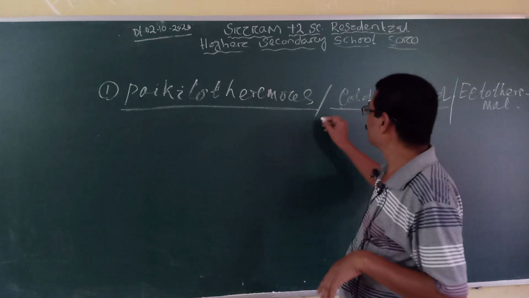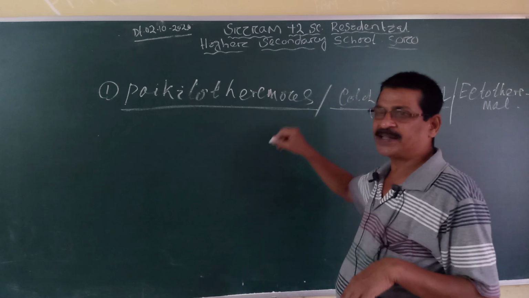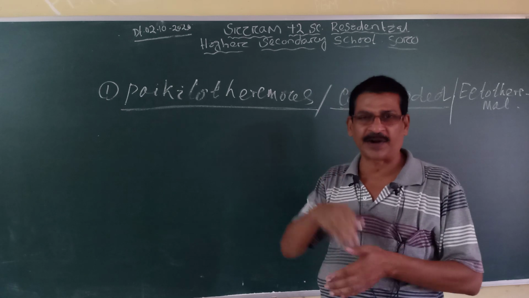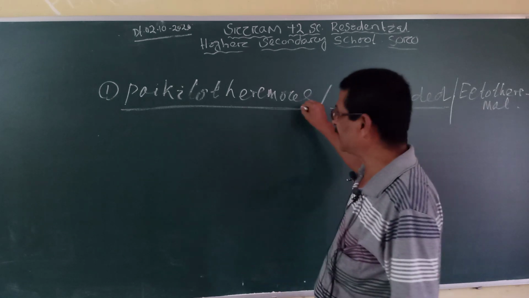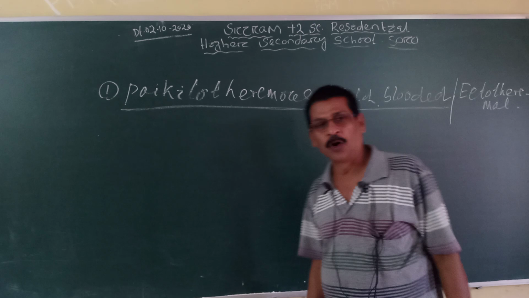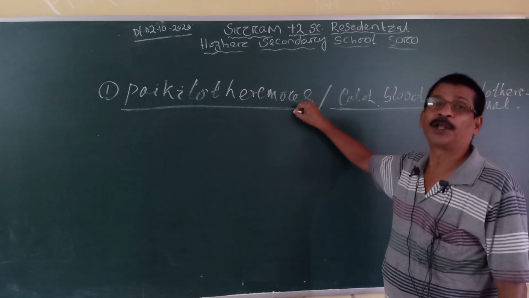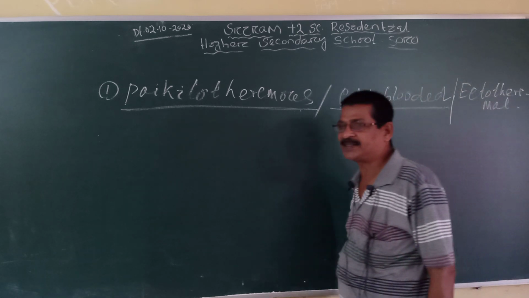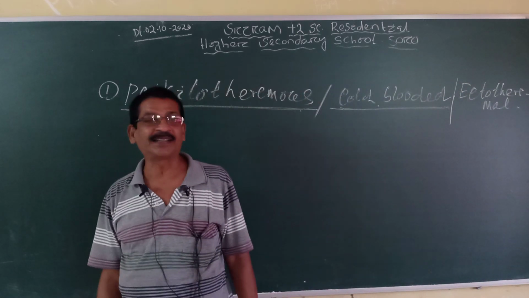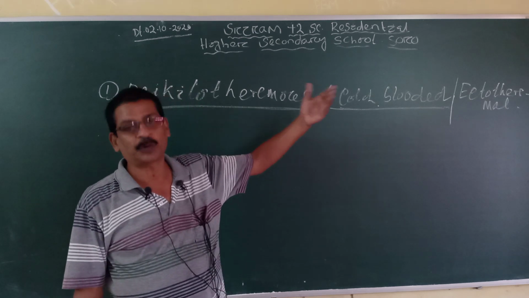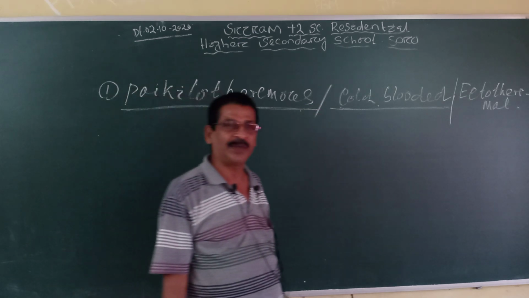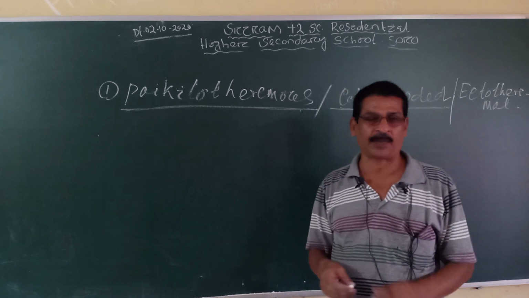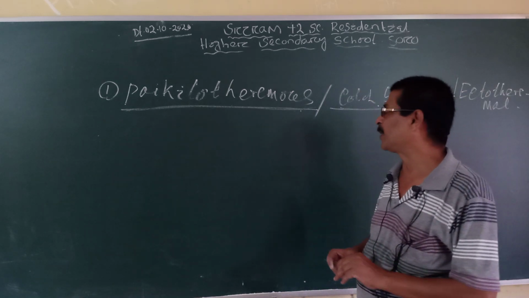Similarly, when the temperature of the animal's body changes with the environmental temperature, they are called cold-blooded, or poikilothermic animals, or they are called ectothermal, as they need the temperature of the outside environment. Environment, are you understanding me? That which is surrounding us is called the environment.